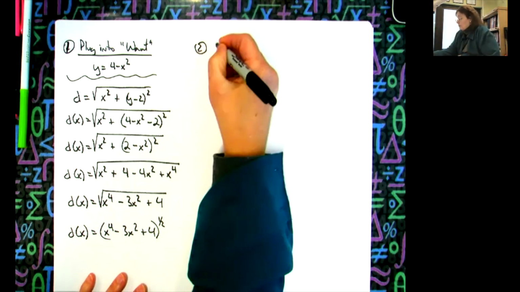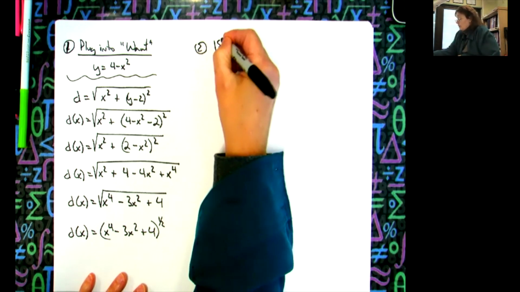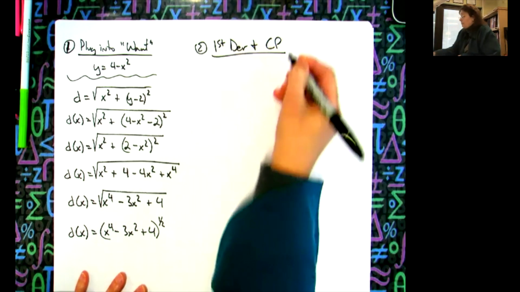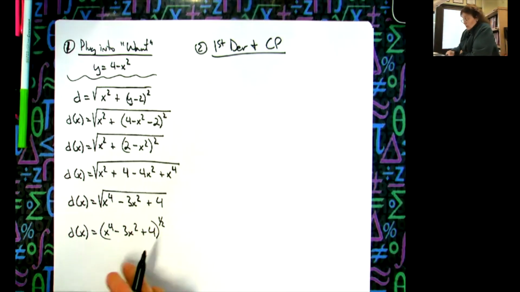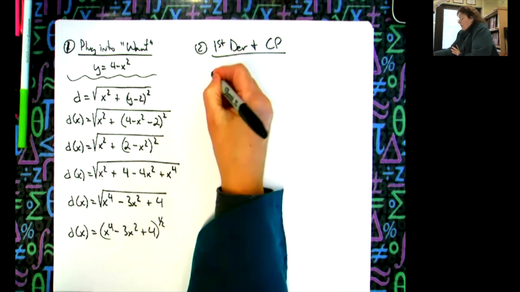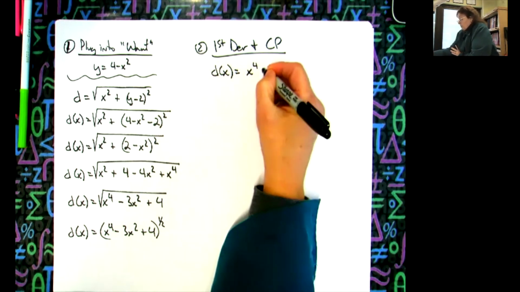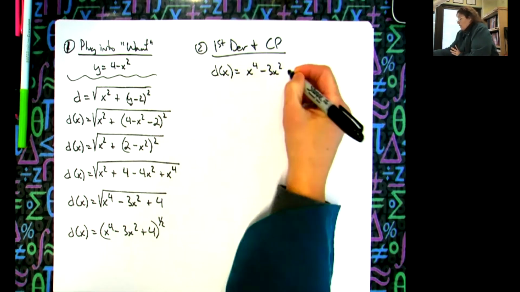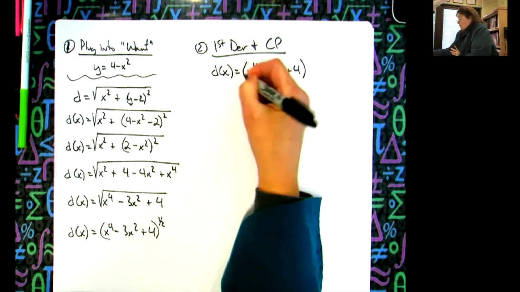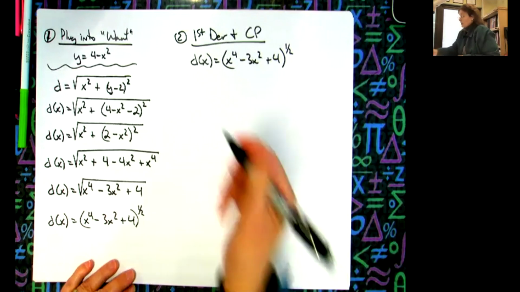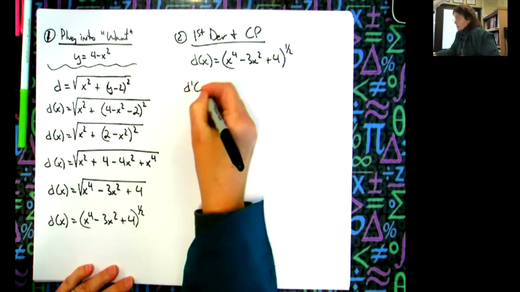Next step, we are to finally some calculus here. We're going to be doing our first derivative and our critical points. Okay, so I am going to rewrite. So I'll have d of x is equal to that x to the fourth minus 3x squared plus 4 to the 1/2 power. Okay, so let's take the derivative here of d prime of x.